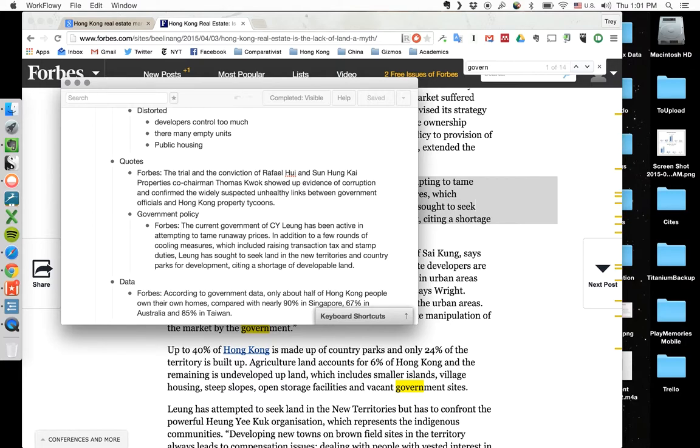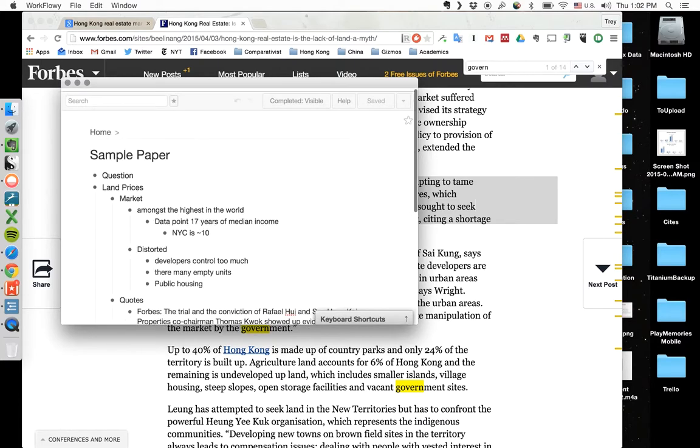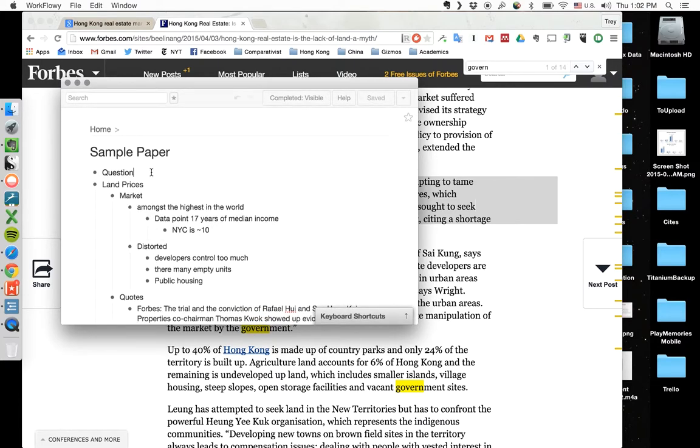So this is CY Leung saying that we should be developing our parks to make more land. The assumption being that if we create more land, that creates more housing, and then the property prices will drop down. So I'd come over here to what is the question.